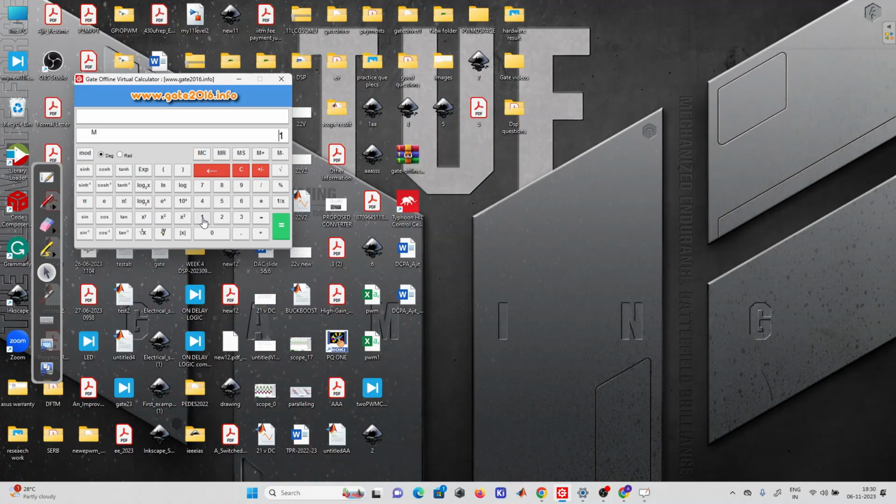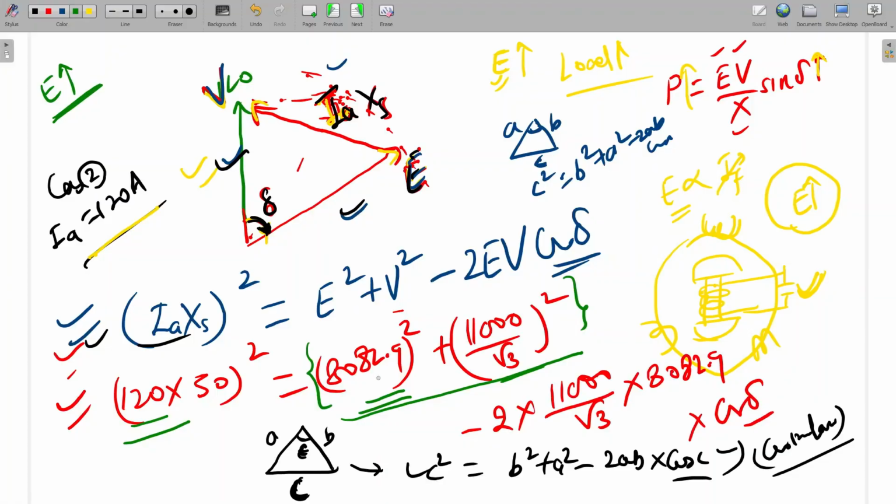Again, 11,000 by root 3, this one whole square plus memory. So again I am doing this memory save. So what I have done till now, I have saved the first two parts, 8082.9 square plus 11,000 by root 3 whole square. Now from this we have to subtract this. So I am doing this minus this and multiply by minus 1.